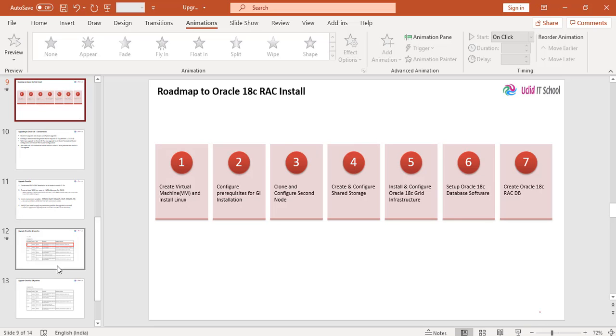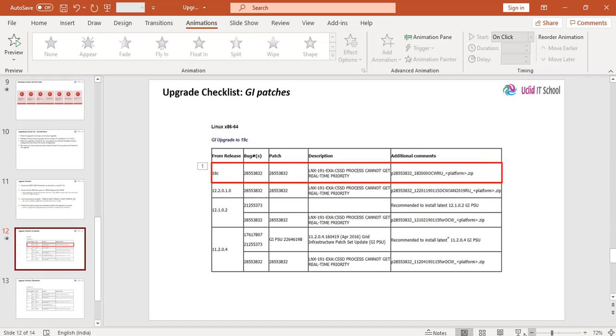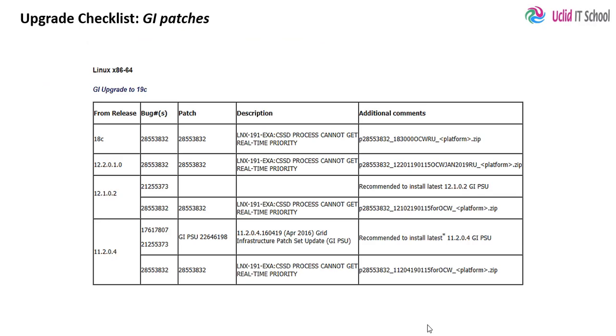So let me show you these patch details. This slide shows you patches required when you are upgrading your existing grid infrastructure to 19c. Based on your current release, you can see different patches. For example, for 18c release, you need to apply this patch 28553832. So this is a mandatory, compulsory patch that you need to apply.